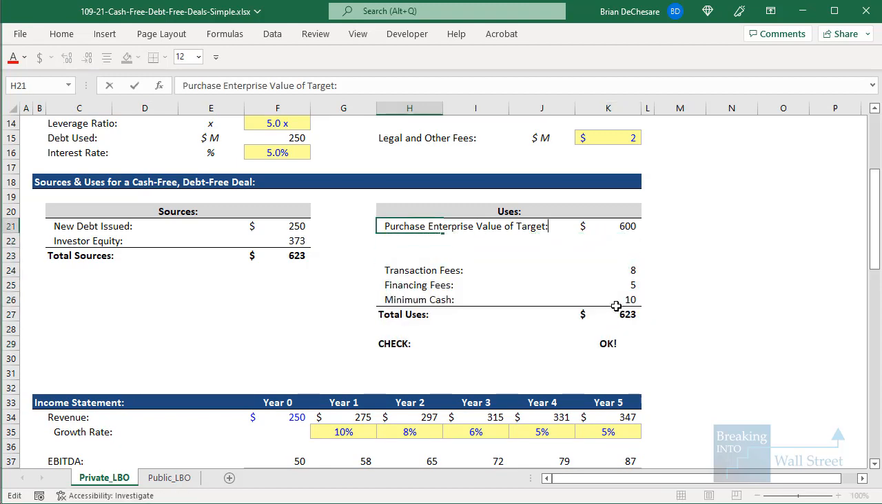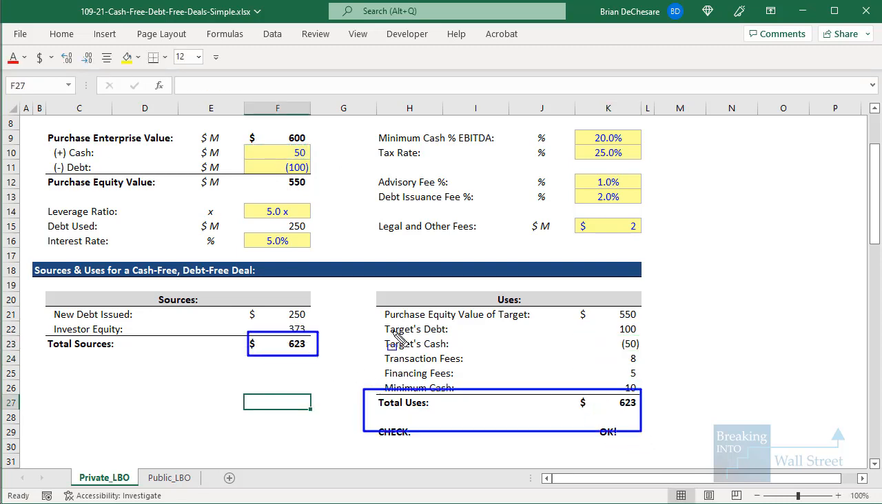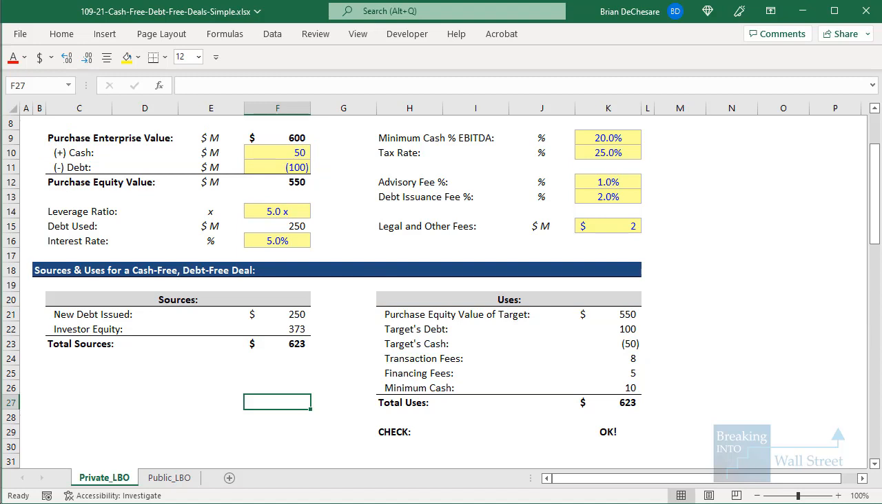So instead of purchase enterprise value, I'm going to rewrite this as purchase equity value and then target's debt and then target's cash. Let's go up and change this to the purchase equity value right here. And then for the debt, we'll add the 100 million. And then for the cash, we'll subtract the 50 million. So far, our sources and uses are exactly the same. They still add up to 623 million because all I did was rewrite the purchase enterprise value here as the purchase equity value plus the debt minus the cash.